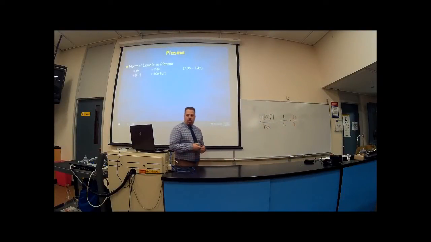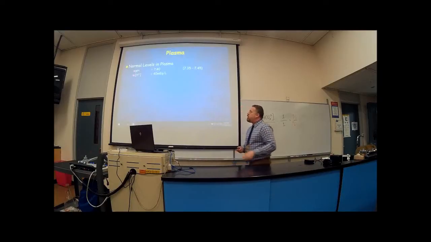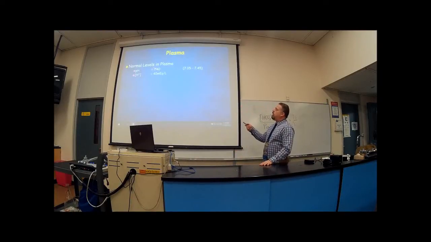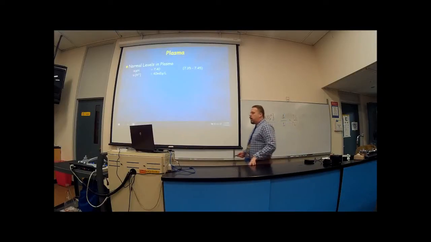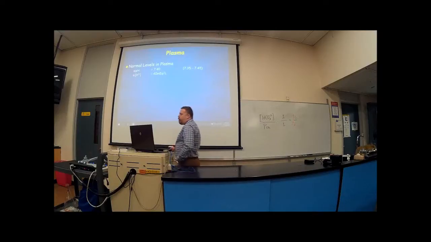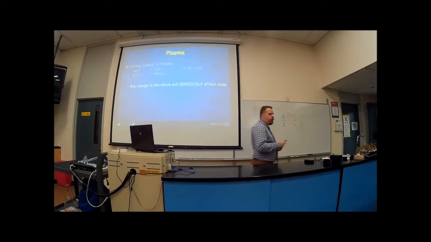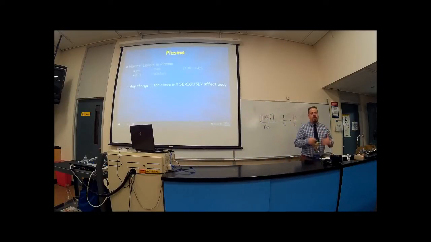So again, normal levels, the pH in the blood, the plasma, is 7.4 with a range of 7.35 to 7.45. And the concentration of hydrogen should be about 40 milliequivalents per liter. Any change in this, your body will seriously feel it. But if you've got good kidneys and good lungs, it'll compensate. Okay?